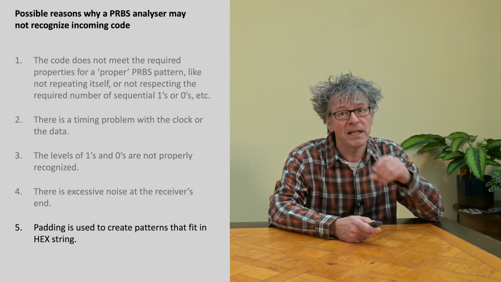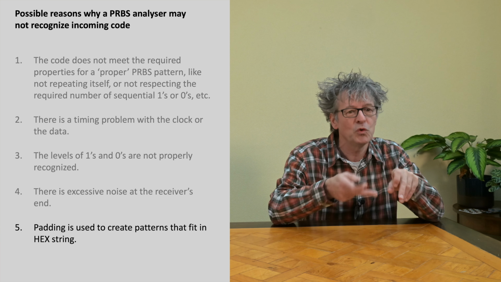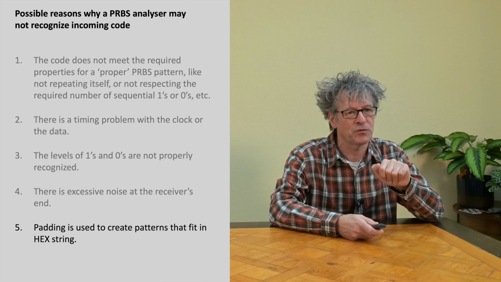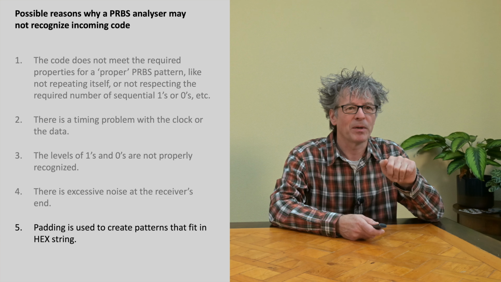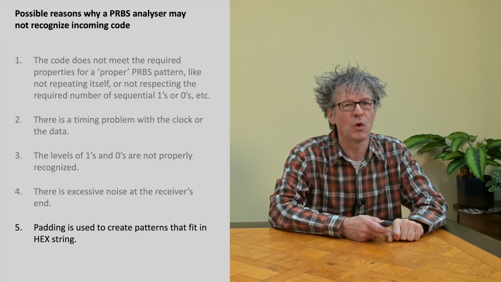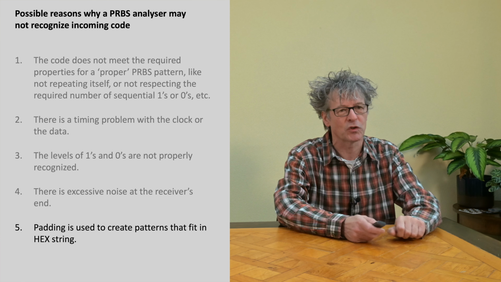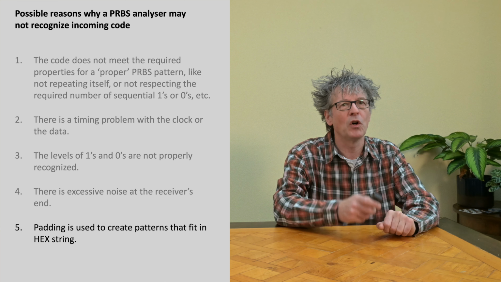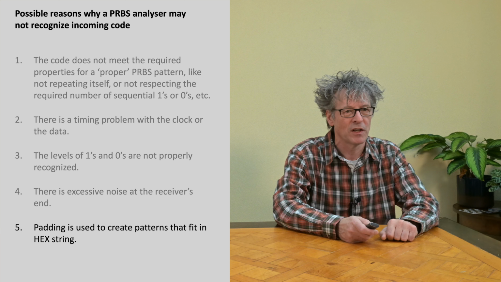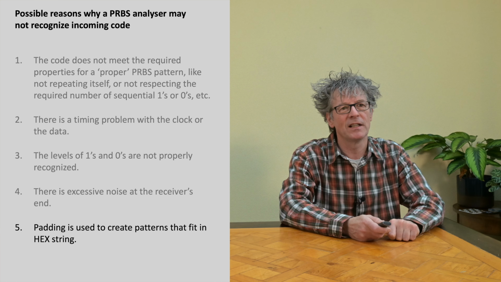There could be padding being used. There are some generators that actually do not do the sequence of 2 to the power of n minus 1, so the famous 511 length for a PN9 code, but they pad that to 512, so you can easily transfer that all into hexadecimals, and you would have a repeating code in hexadecimals, while normal codes do not repeat in hexadecimals. So that sometimes happens. Now, we could look into that.